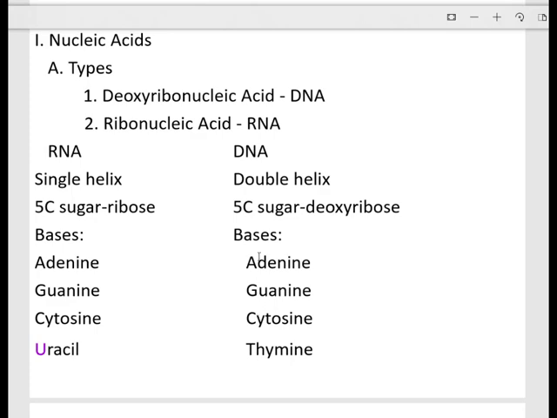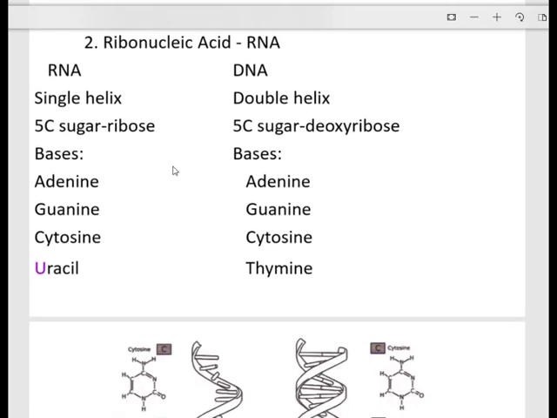Now the nucleotides all have a phosphate, a 5-carbon sugar, and some kind of base. The base is different. So we use the first letter in the name of the base to identify that type of base in the nucleotide, and we just call the nucleotide by A, G, C, or T in DNA, or A, G, C, and U in RNA. So you need to know this chart for the test.